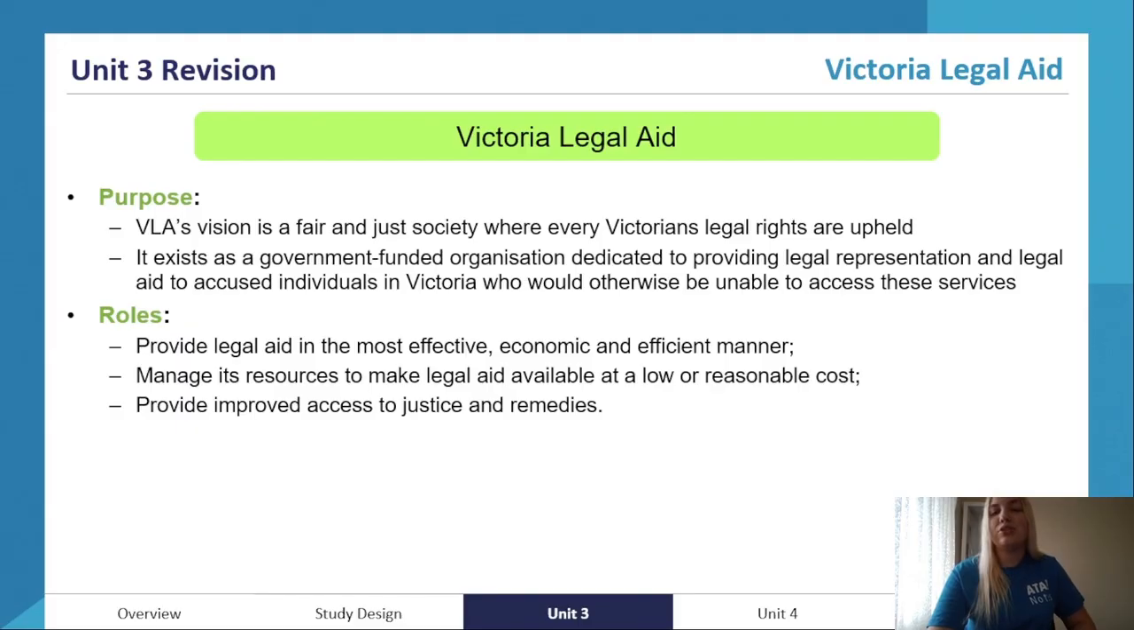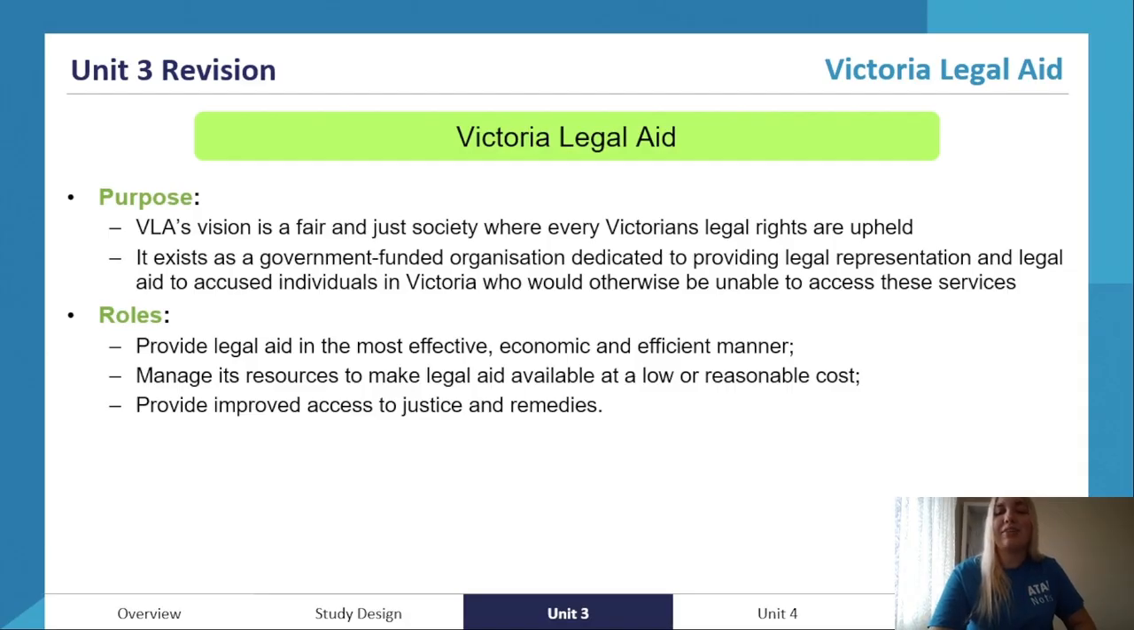Okay, progressing on to our institutions. So we have Victoria Legal Aid, which we talked about just a little bit already. But knowing the purposes of VLA, it exists as a government funded organization, which is always chronically underfunded, with many reforms still ongoing and existing, and recommended reforms about raising VLA's budget.